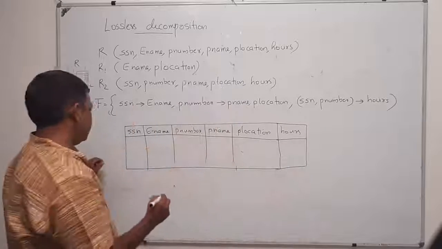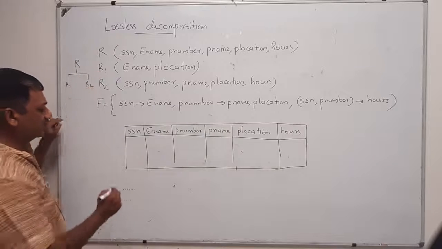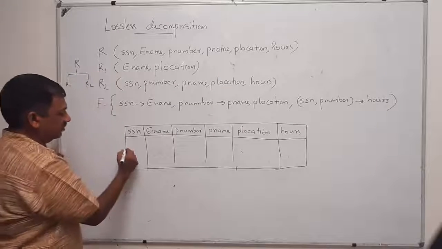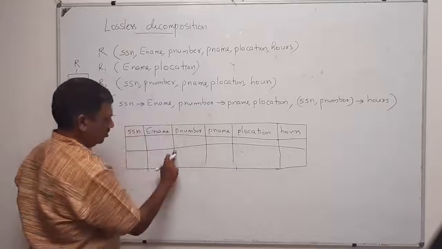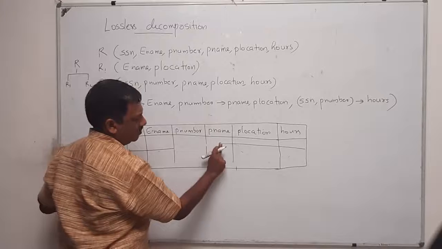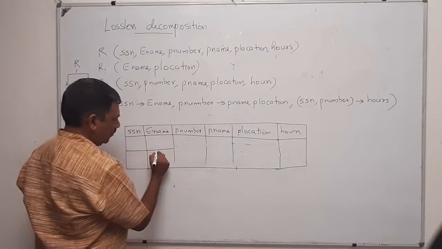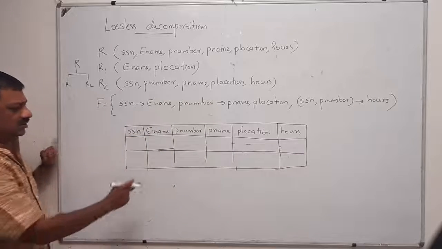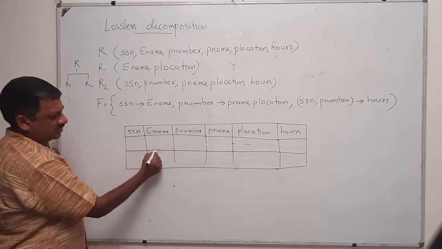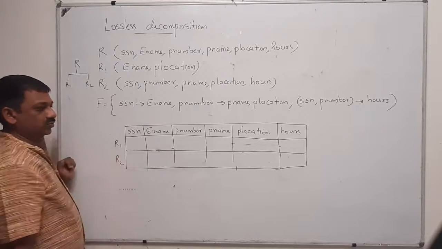Okay. Now you are going to split that into two, that is R1 and R2. Then for each of these tables you should have a row. So for each table you are going to have a row. This one represents R1 and this represents R2.